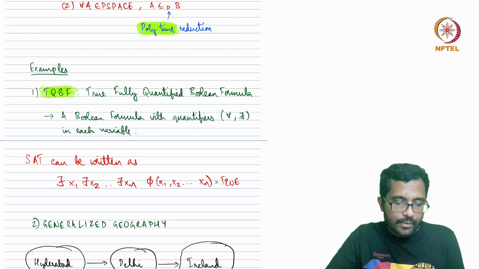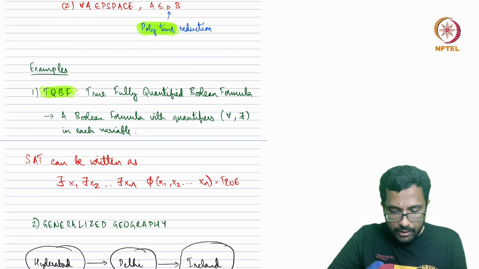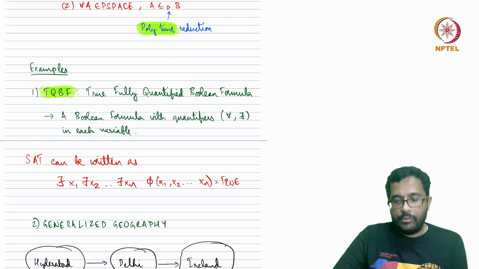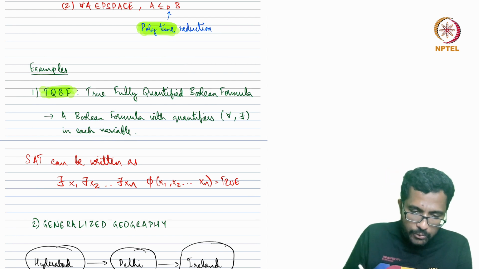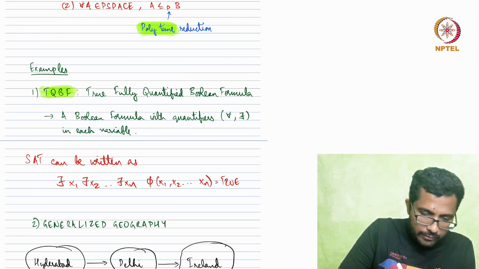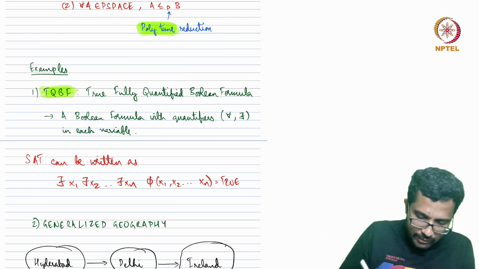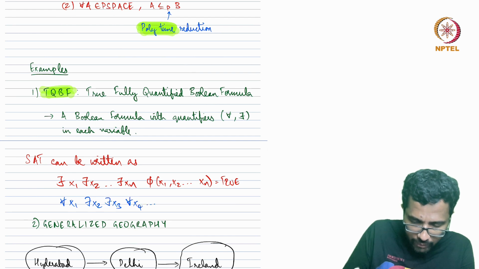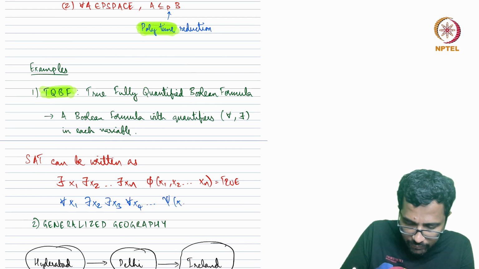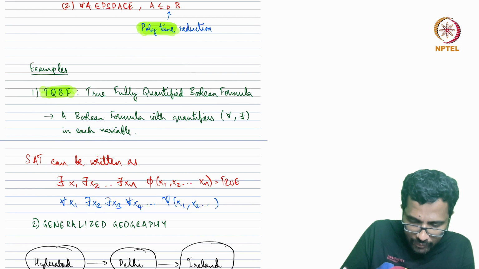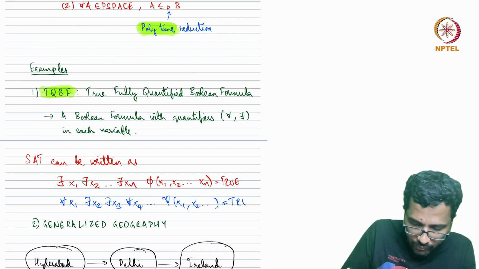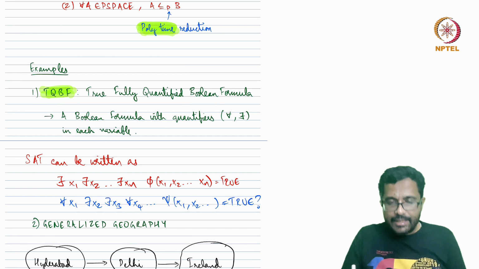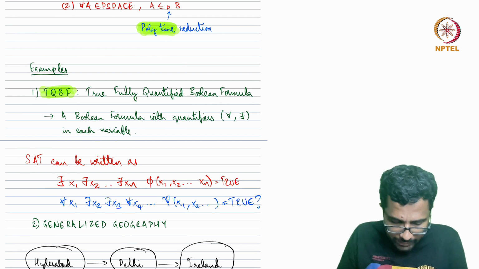So this is SAT. But now what if we allow both quantifiers? Instead of just does there exist, we also include the for all quantifier, and we ask questions like this: for all x1 does there exist an x2 such that does there exist an x3 such that for all x4, and so on, and some other formula psi of x1, x2, etc. is equal to true. These types of questions where there is a quantifier.